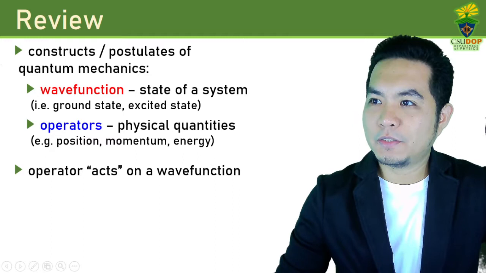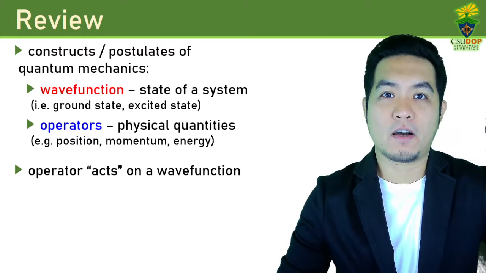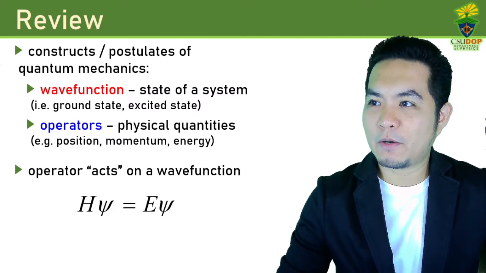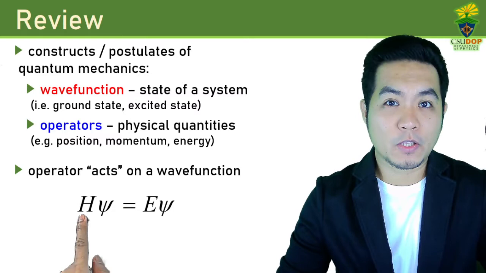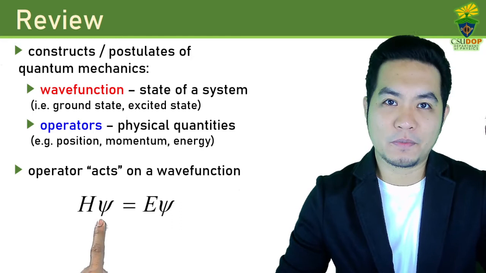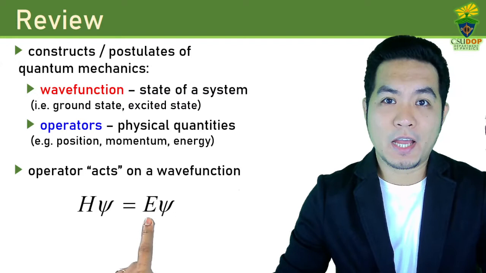And these operators act or operate on the wave function. As an example of that, we have encountered the time-independent Schrödinger equation, where the operator H, the total energy operator, also called the Hamiltonian, acts on our wave function. And this results in finding the energy eigenvalue. So this is an eigenvalue equation from your mathematical physics.